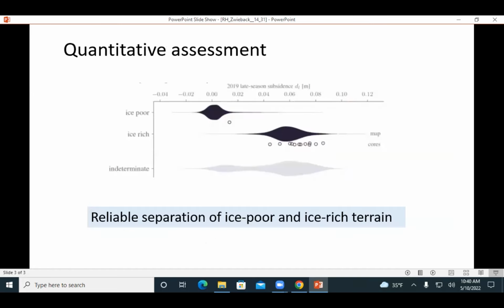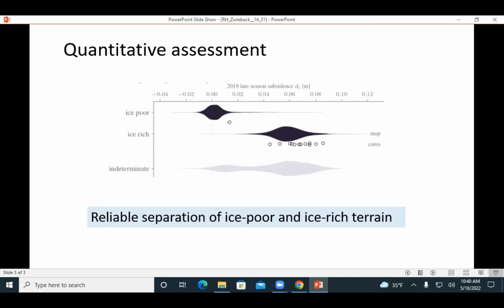Okay, thank you. Let's go to the next one. And so we can plot the statistics, and we also had some ice cores from this region. We're looking here at the late season subsidence on the horizontal axis, and you can see for those that were determined to be ice poor, either based on my mapping or based on these cores, we have very low late season subsidence. For those that were independently determined to be ice rich, we have very strong late season subsidence, with these two distributions basically not overlapping. There's a very clear separation in this extremely warm summer.